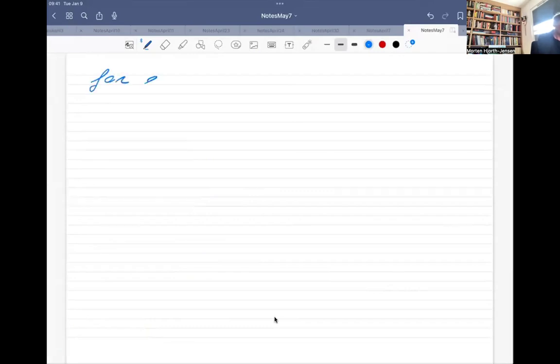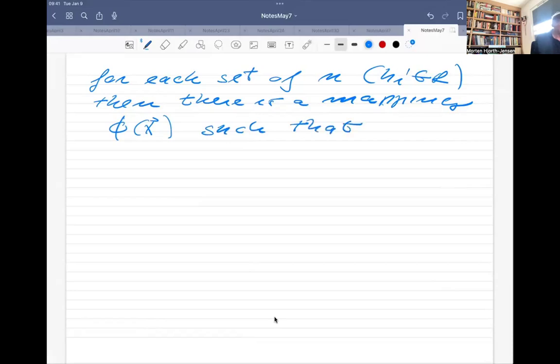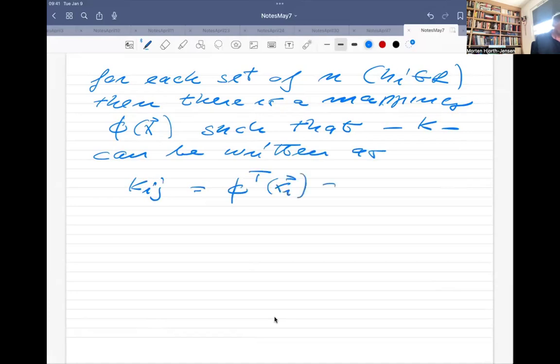And for each set of n, if this is the case, and we have these h_i's, which we assume to be real numbers, then there is a mapping which we label as phi of x, such that this function K can be rewritten as K_ij, which is now the transpose of phi of x_i times phi of x_j.